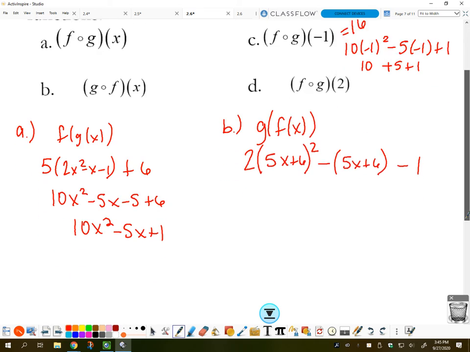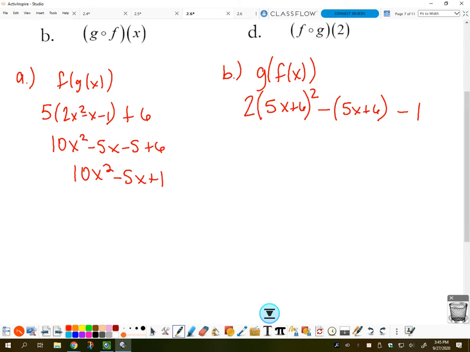All right, so I'm going to come over here. 5x plus 6 squared is 5x plus 6 times 5x plus 6. I'm not going to write everything down, so make sure you're listening. This is 25x squared. When I multiply the outsides, I get 30x. When I multiply the insides, I get another 30x. So that's 60x. And then when I multiply the ends, I get 36.